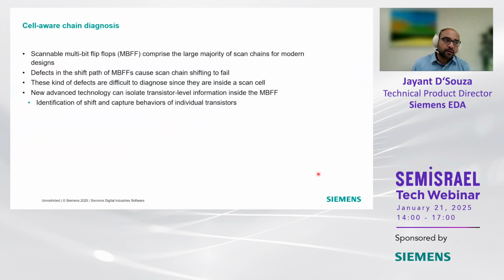shifting to fail. Scannable flops, multi-bit flops, MBFFs, if you will, comprise a very large majority of scan chains for modern designs. The defects in the shift path of multi-bit flip-flops can cause scan chain shifting to fail, and it's very hard to isolate because these defects are inside the scan cell, and there's no visibility inside of the standard cell. The multi-bit flop is a standard cell in and of itself, and there's very little visibility inside it. So this new advanced technology can isolate transistor level information inside the multi-bit flip-flop and identify the shift and capture behaviors of the individual transistors.